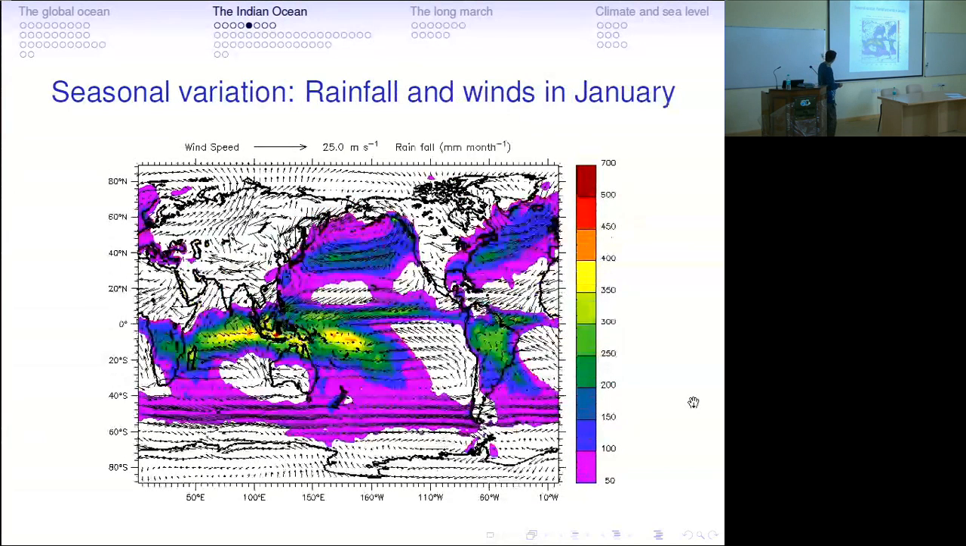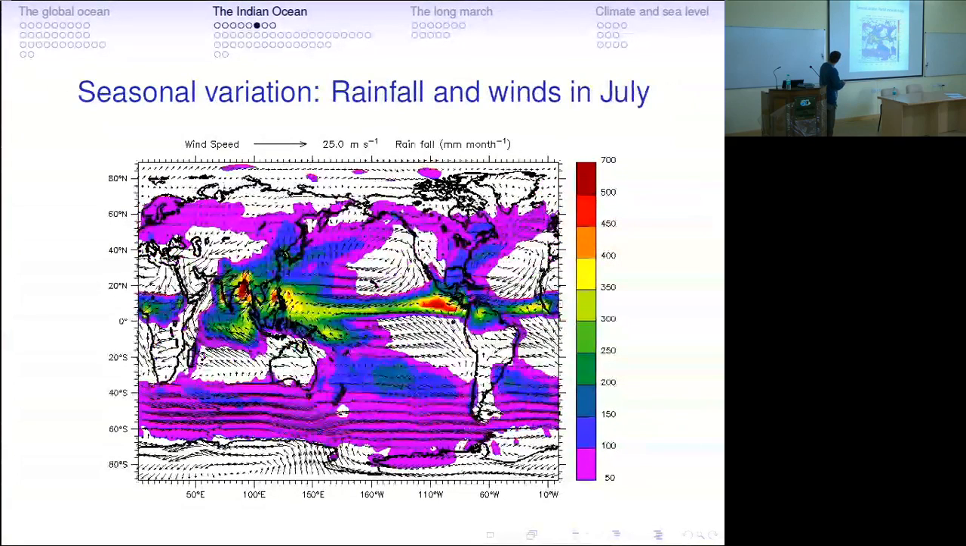This is rainfall and winds. You have the rainfall concentrated out here, close to the equator in January. And in July, it has moved much farther north in the North Indian Ocean. This movement of the rainfall band is maximum over the Indian Ocean. It has gone over the Indian subcontinent. Nowhere else in the world oceans do you get this kind of dramatic change.